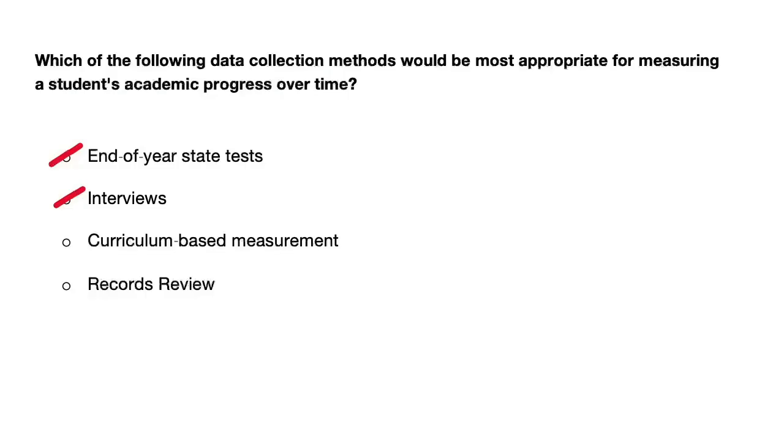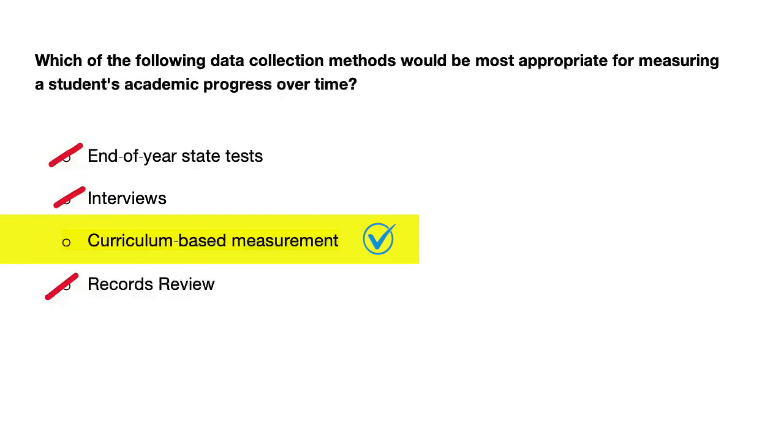Next, we can eliminate interviews. Although interviews can give us insights into students' perceptions or background or their experiences, they are not quantitative tools for monitoring academic progress. What about a records review? Although reviewing past report cards or assessments can offer historical information, this would be a retrospective approach, not an ongoing method for tracking a student's current academic growth, so we would not choose that option. That means curriculum-based measurement, or CBM, is the correct answer.